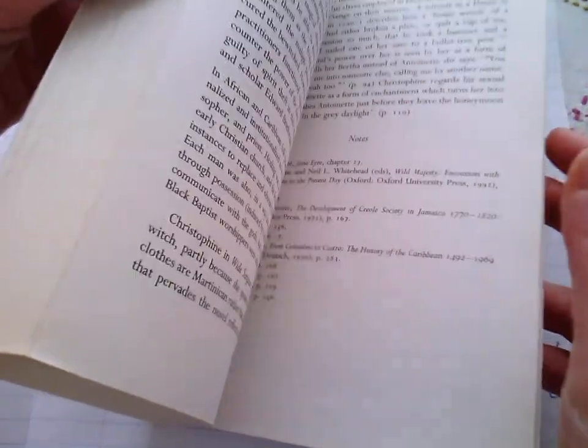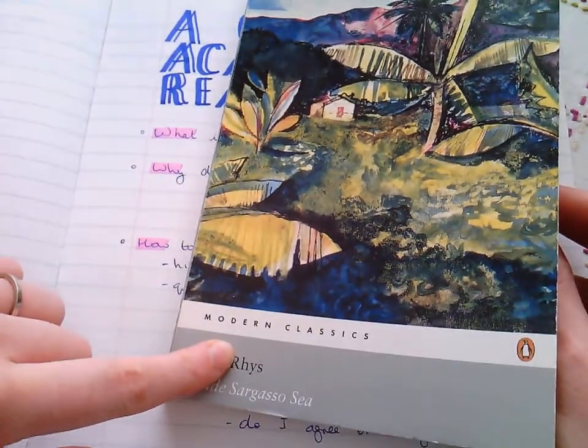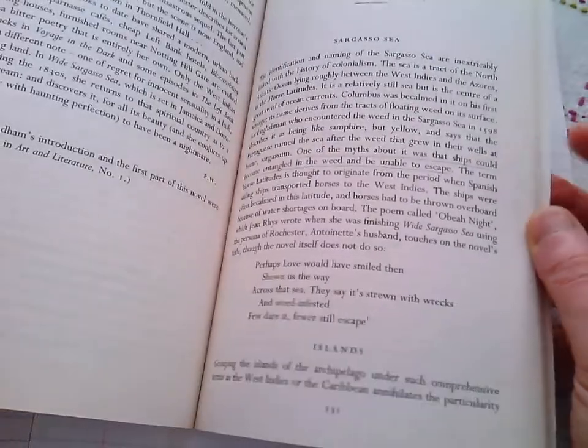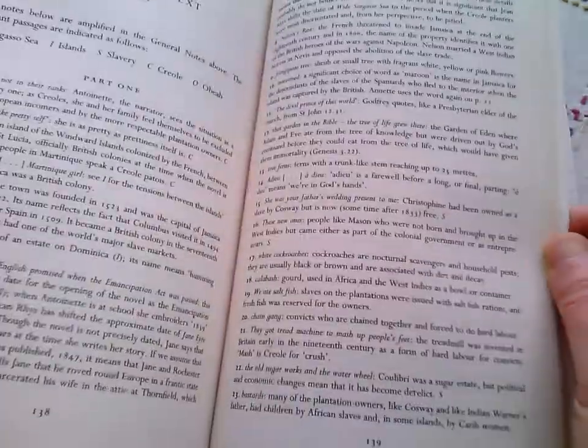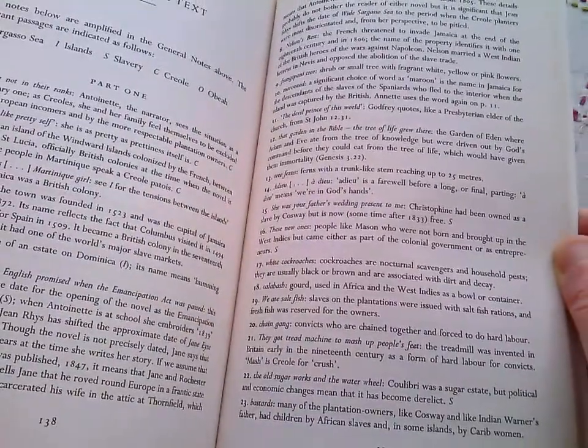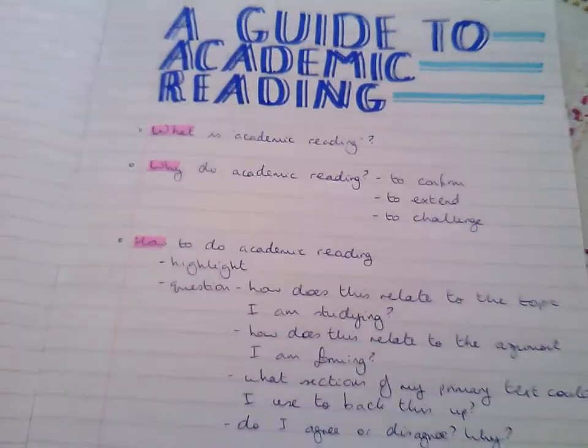At the back of a text, there's also lots of notes, particularly if it's a very reputable publisher like this one. So you can see here we've got general notes introducing you to key ideas in the text. We've got notes in the text which are explaining different ideas. So that's our first type of critical reading.